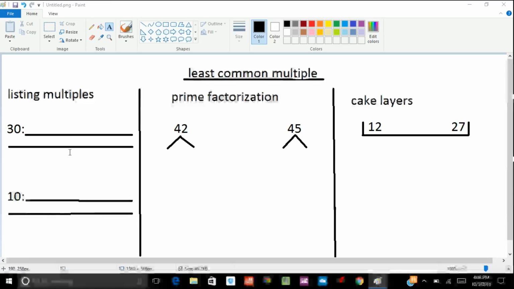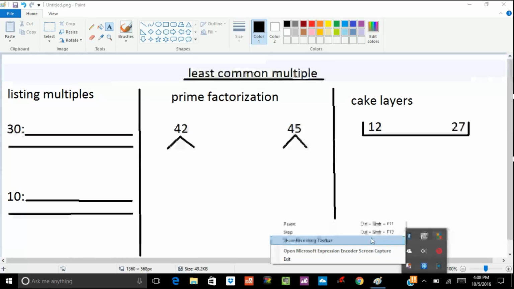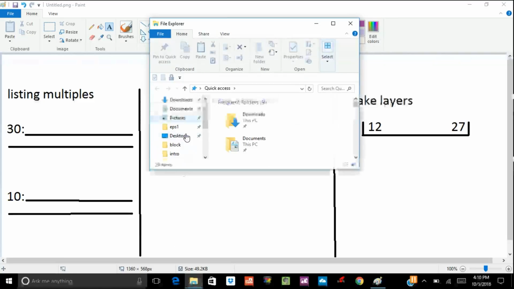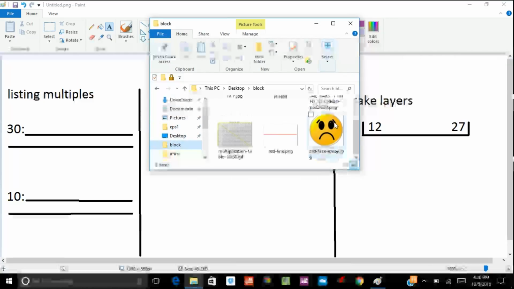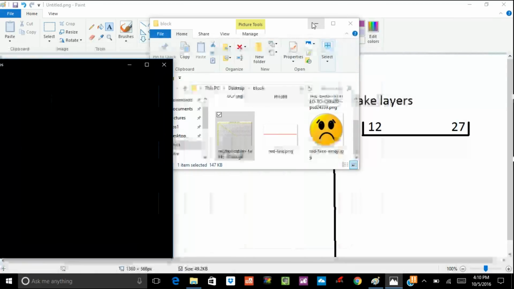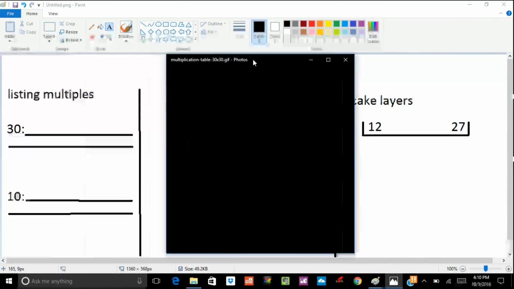First we're going to start with listing multiples, and you just need to wait a second because I need to look at a chart because I have no idea what the multiples of 30 are. Okay, I got it. Listing multiples, and it's right over here. Sorry for all this. So all this is the multiples of 3.